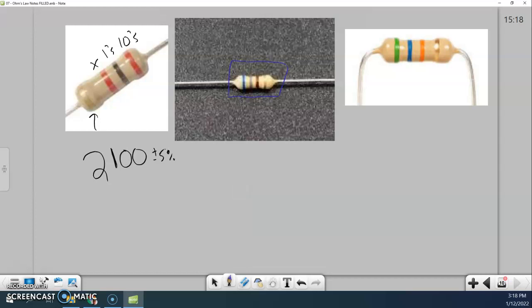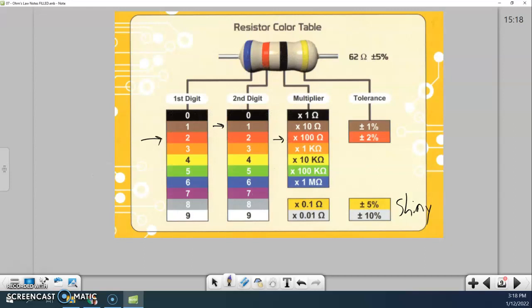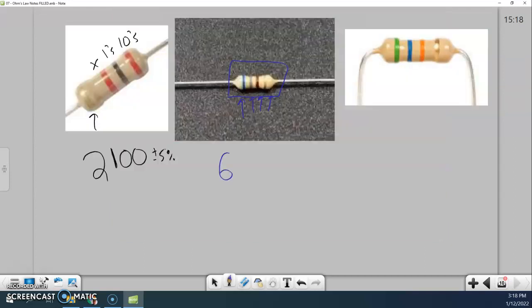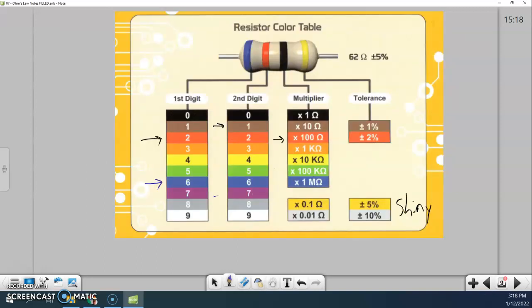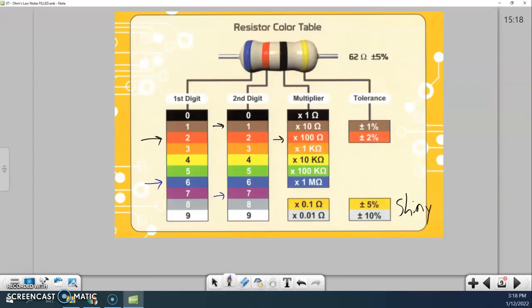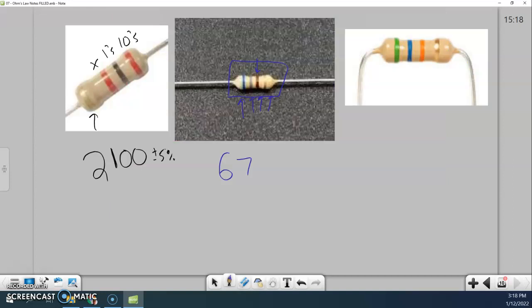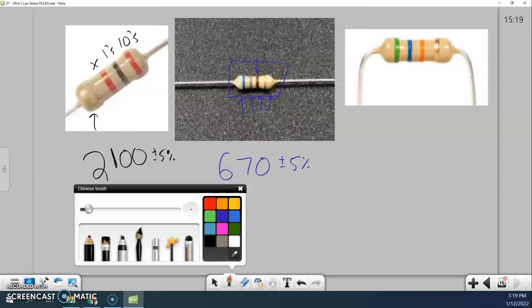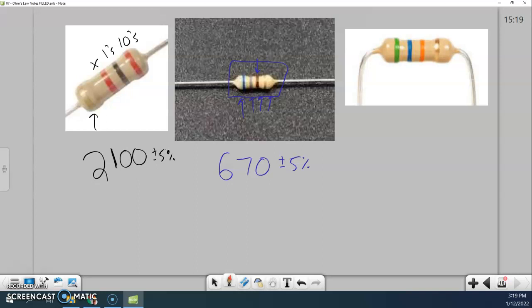Check out this one here. We've got blue, purple, brown, gold. All right. Blue band, 6. Purple band, 7. Brown band, times 10. 67 times 10, add a 0 to the end, and a gold band, same as last time, plus or minus 5%. All right, let's do one more, and then I'll figure that you guys know how to do resistors.